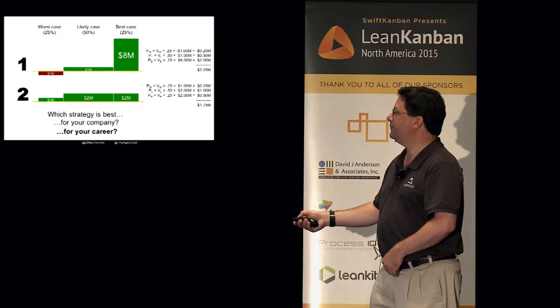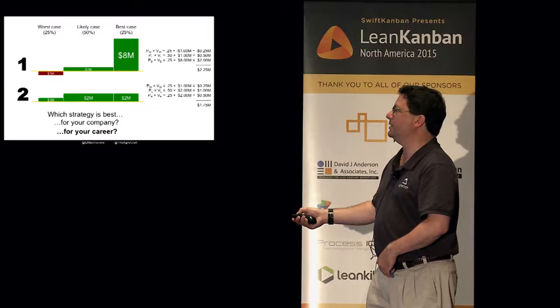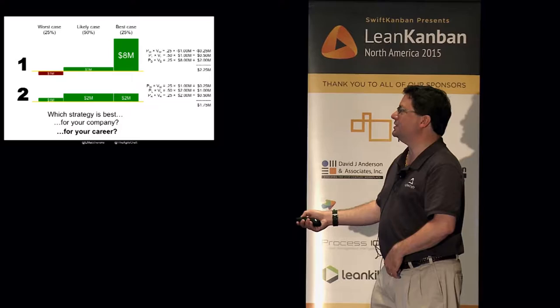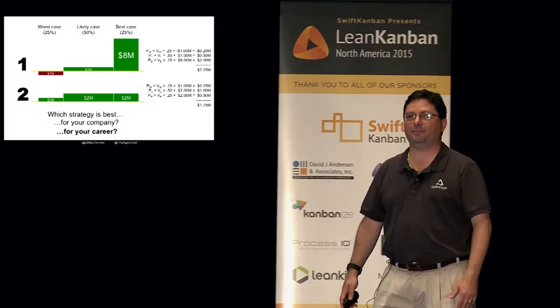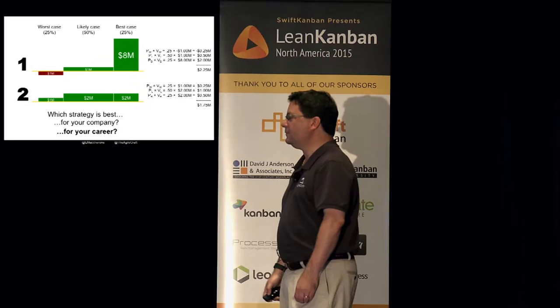Then 50% probability times a net of 1 million gives 0.5 million. And 25% times 8 million gives us a net 2, and the total for that is 2.25 million. That's the likely benefit to us for that outcome. Now let's do the same thing for this lower one. We only get 1.75 million.